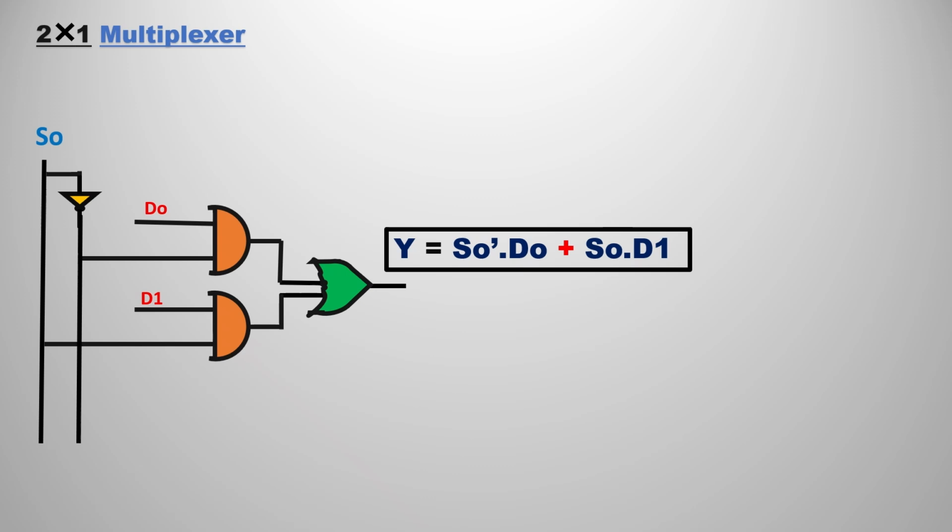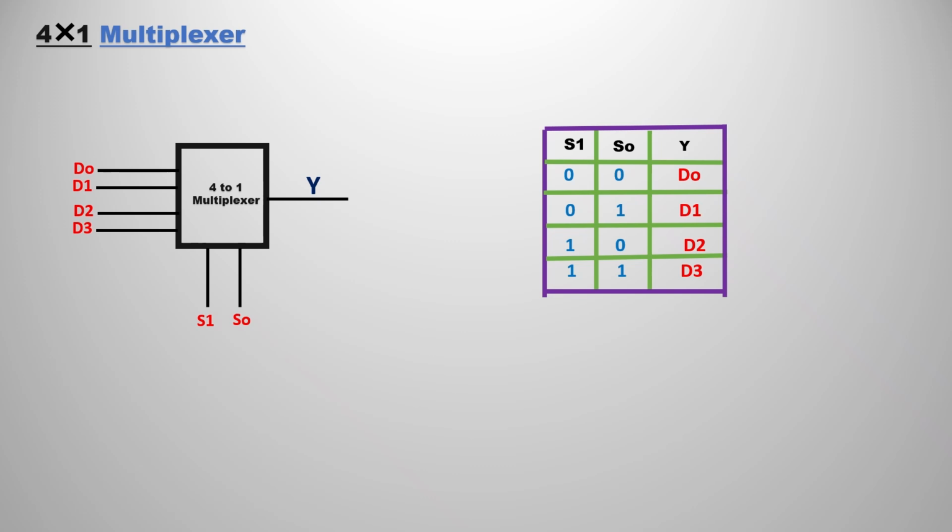In the first AND gate we are going to pass D0, in the second AND gate we are going to pass D1, and add both of the outputs. So finally we are going to get Y as the output expression. So for the 2x1 multiplexer, this is the final output expression with the help of the circuit also. I hope you understand the 2x1 multiplexer.